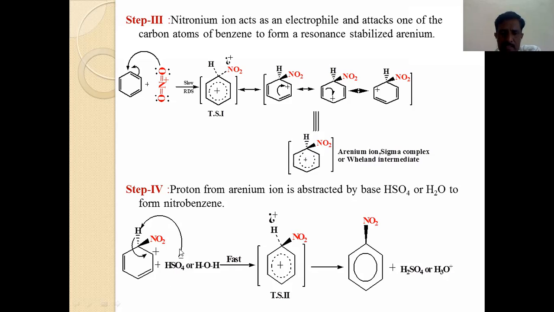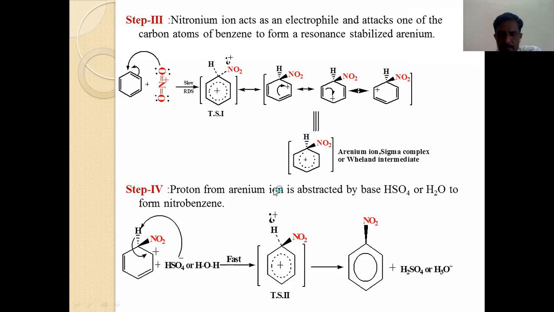first. This HSO4- attacks the proton of the benzene ring carbon, and thus aromatic transition state 2 will be formed. After abstraction of a proton from this transition state 2, the benzene gets highly stable, and that's why nitrobenzene is formed as the final product with elimination of sulfuric acid. Or you may use a water molecule here instead of HSO4-, which might act as a base for the abstraction of this proton, and the product will be H3O+.